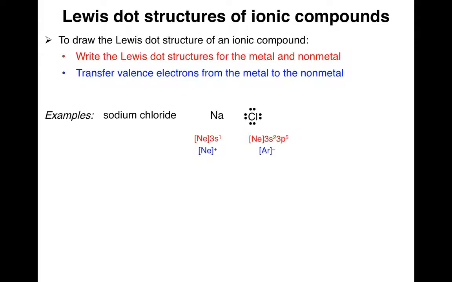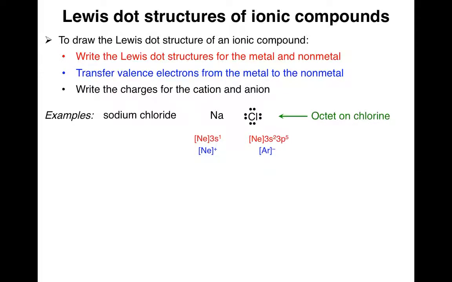When this is done, chlorine has an octet in its valence shell, and the valence shell that held sodium's only electron, the third, is now empty, and the preceding shell, the second, has an octet. The final step in writing the Lewis dot structure of an ionic compound is indicating the electric charges of the cation and the anion, given by the number of electrons lost or gained. The anion with its octet is written in brackets, and the charge of the anion is indicated outside these brackets.